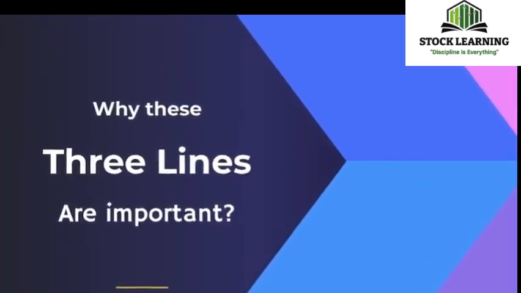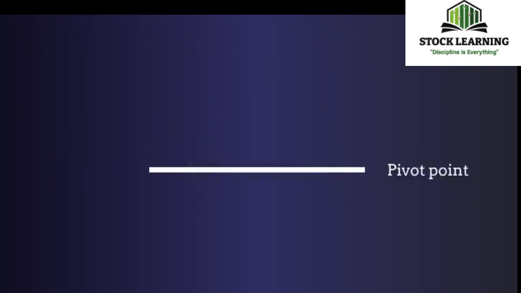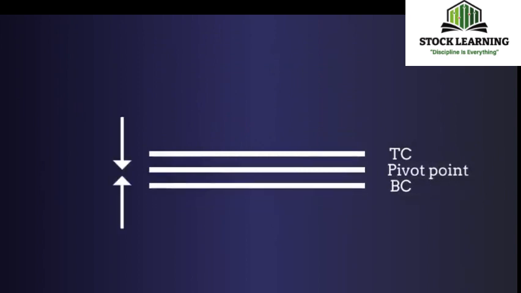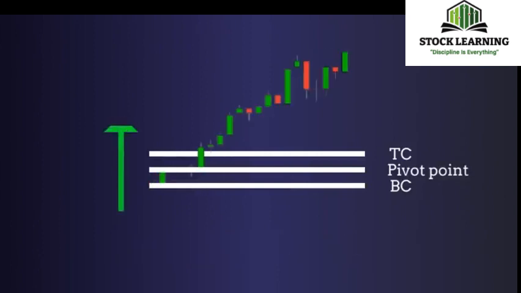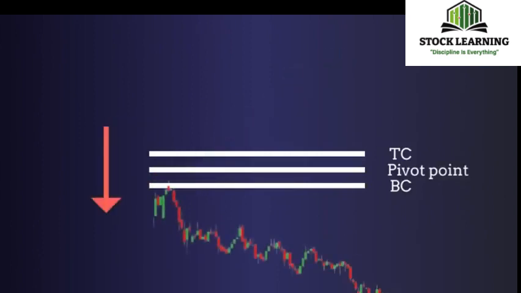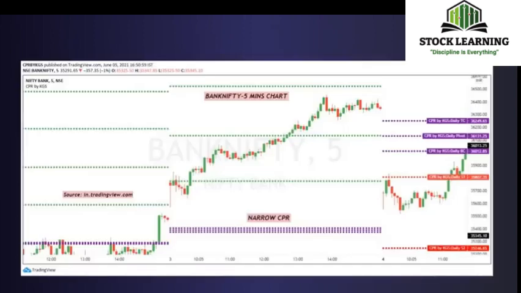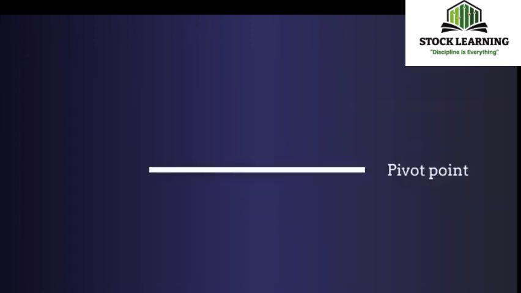Why are these 3 lines important? The importance of this particular indicator is, if these 3 lines are very near to each other, then it's called narrow CPR. That trading day is expected to be very volatile or trending, either on the upside or downside. For example, on the 3rd of June, Bank Nifty had narrow CPR, so the market was a trending day.